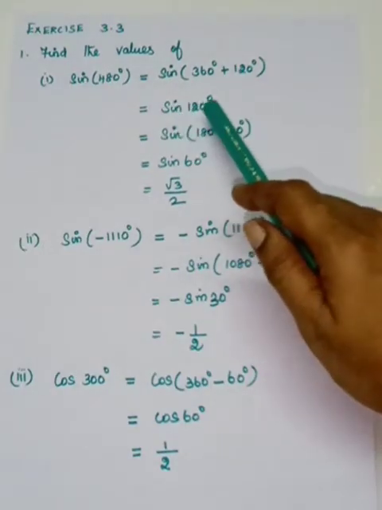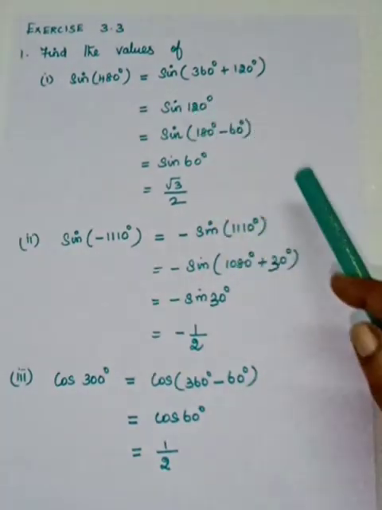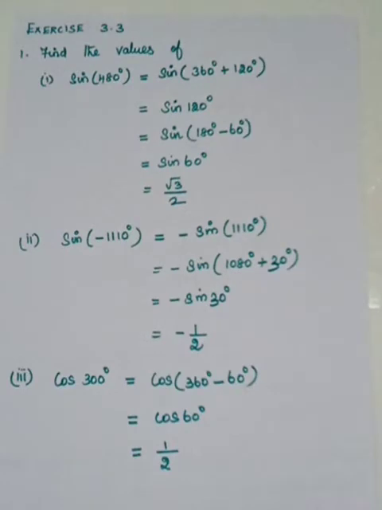So sine 120 degree. So first step, this angle has to be written in the form of 90 plus or minus theta, 180 plus or minus theta, 270 plus or minus theta, or 360 plus or minus theta.